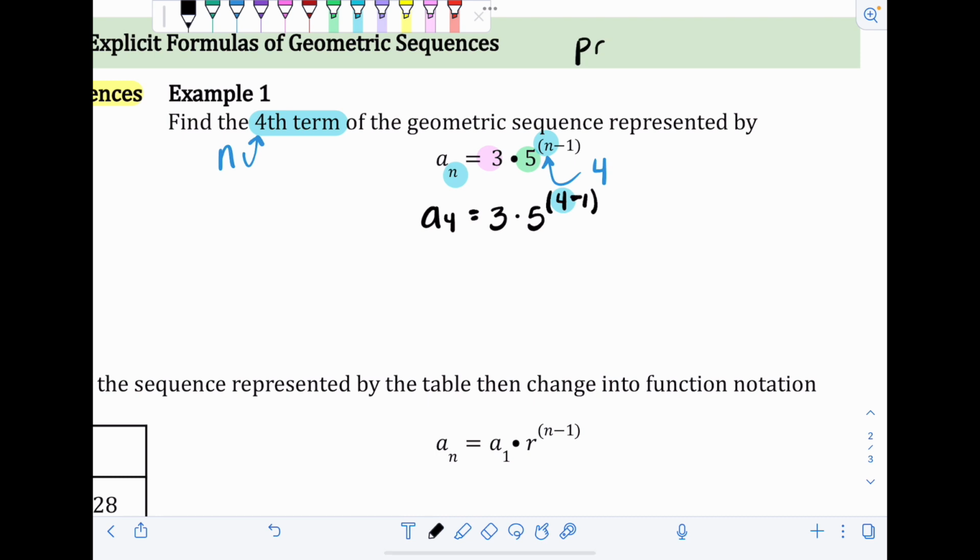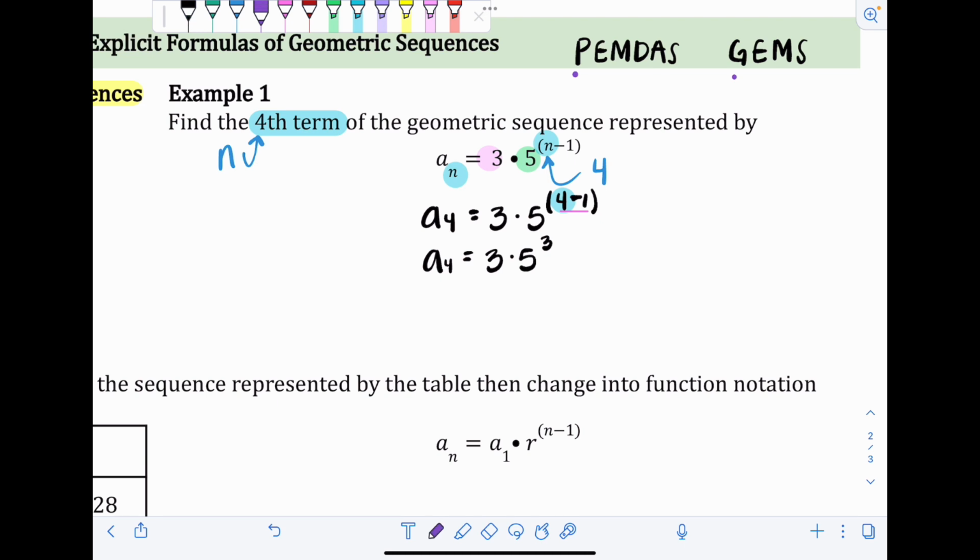So order of operations, that's like PEMDAS or GEMS, depending on how you learned it. The first letter in each, the P is for parentheses, the G is for grouping symbols, which means parentheses. So we're going to subtract inside here first. We'll do 4 minus 1 as our first step. So it'll be A4 equals 3 times 5, and then raised to the 4 minus 1, so 3. You can leave the parentheses on at this point, or you can take them off.